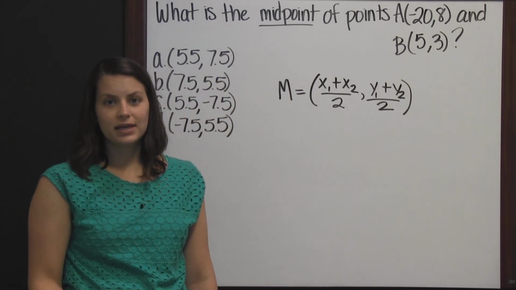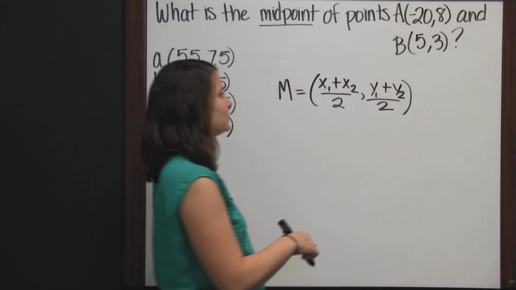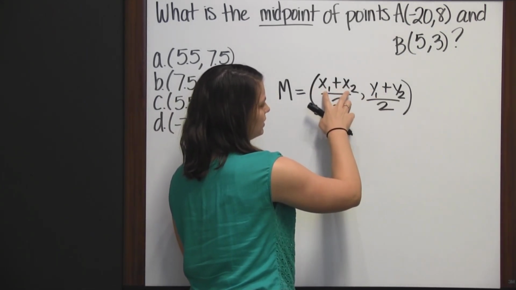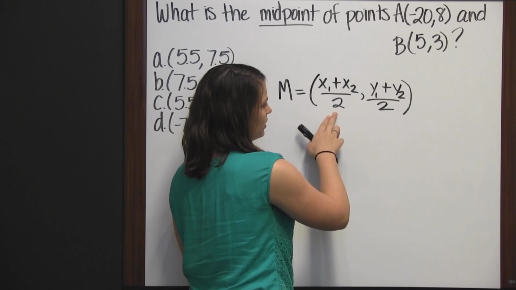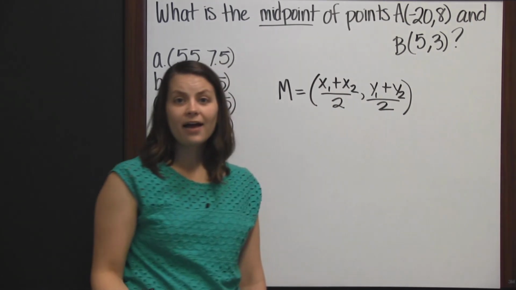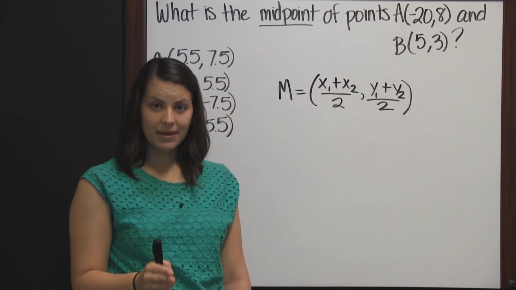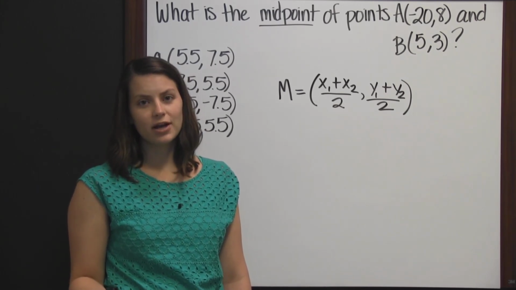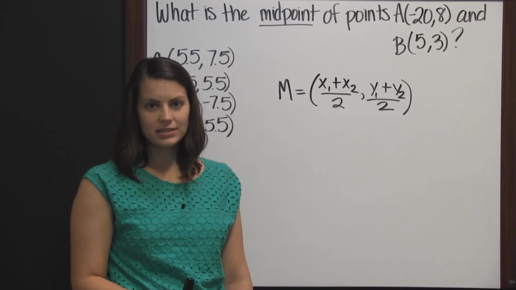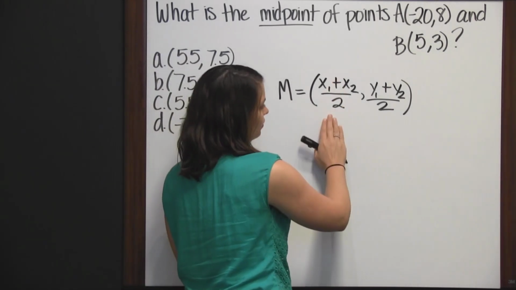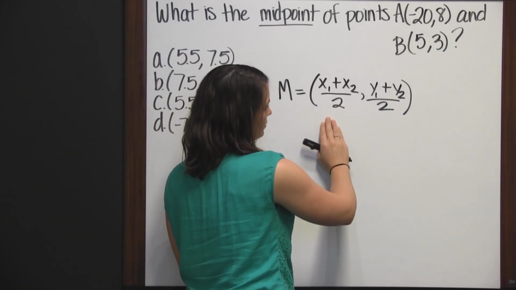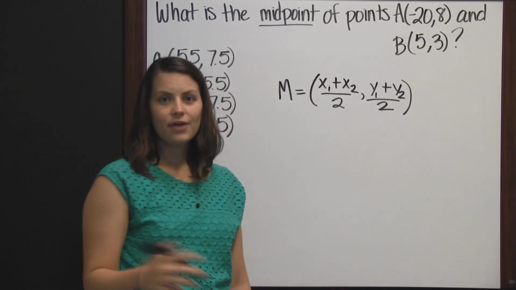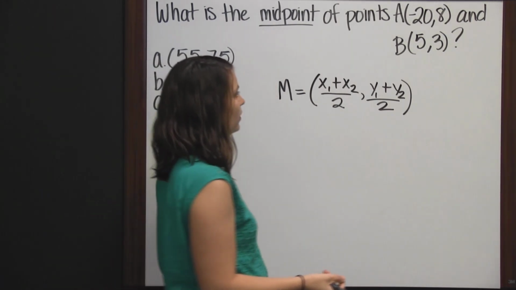And if you look closely, you'll notice what you're doing is you're adding your endpoint x coordinates together and dividing by 2. That's an average, or the middle of those two numbers. So it makes sense that if you're trying to find the midpoint, you would find the middle of your x coordinates and then also the middle of your y coordinates. And then you'll end up with a midpoint.